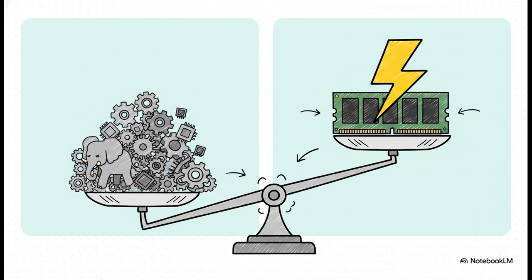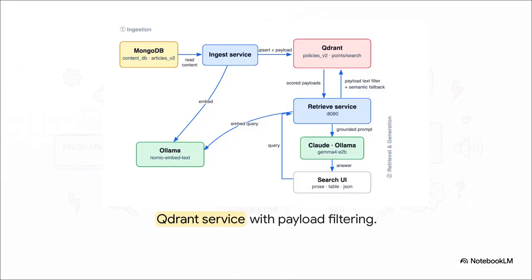As an architect, you're constantly balancing that operational simplicity against raw performance and resource costs. Now, what's really interesting here is how OmniRAG implements one of these specific engines to guarantee retrieval accuracy. This is the Qdrant-backed architecture.